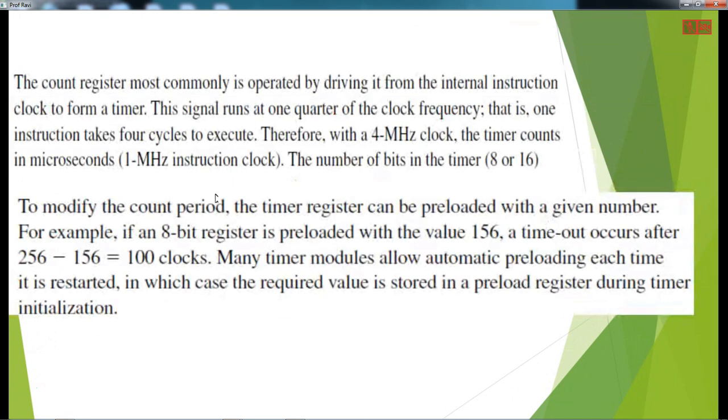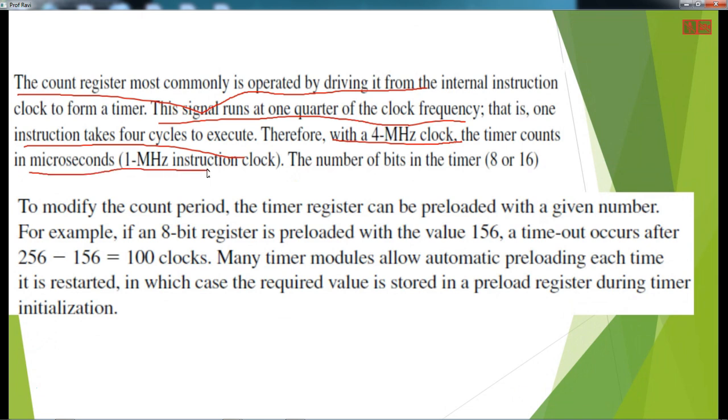Now let us take the timer of the 16 PIC microcontroller used as a timing application. The count register is most commonly operated by deriving from the internal instruction clock to form a timer. The signal runs at 1/4 of the clock frequency, that is, one instruction takes 4 cycles to execute. Therefore, with a 4 megahertz clock, the timer counts in microseconds. That means a 1 megahertz instruction clock is what you get. So let us take 1 megahertz as your clock frequency when you are using it as a timing application.